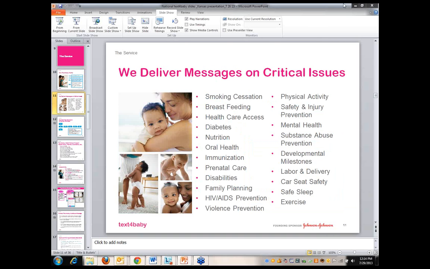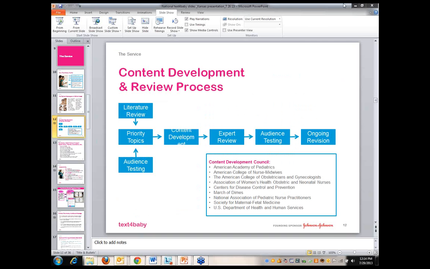So here's the variety of topics we cover. When we're developing our messaging, we do the best we can to balance the topics and the number of messages we feel is really important to communicate to our moms. So anything from smoking cessation to breastfeeding to healthcare access, diabetes, nutrition, and then you see the variety of other topics here.